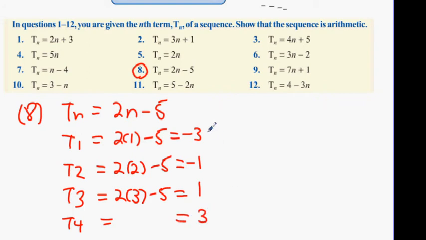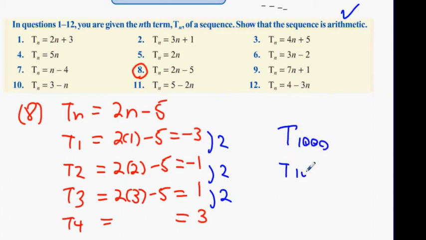What do you notice about the gap between each one? It stays the same. It's an arithmetic sequence, alright? Now, we have to show this for all the values. Like, we have to be able to show this for T1000 and T1001, that the difference between T1000 and T1001 is basically 2. We have to be able to show that.